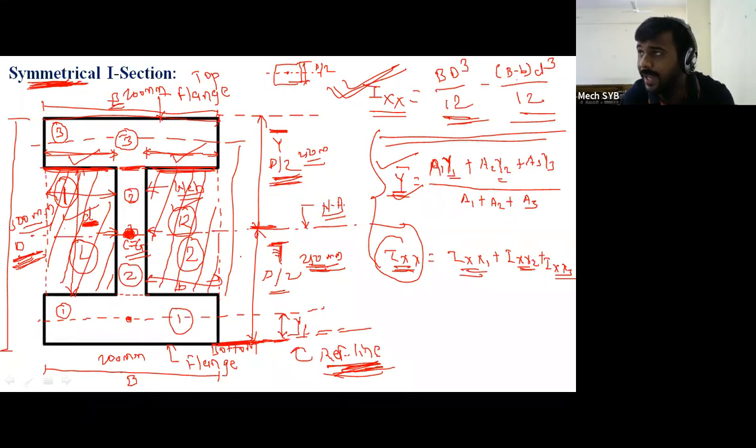And below that, write down two Ixx formulas. The first is the standard formula: Ixx is equal to capital BD cube divided by 12 minus capital B minus small b into small d cube divided by 12. This is the standard, direct formula that we know, and with an OR, the second Ixx formula is Ixx equal to Ixx1 plus Ixx2 plus Ixx3.